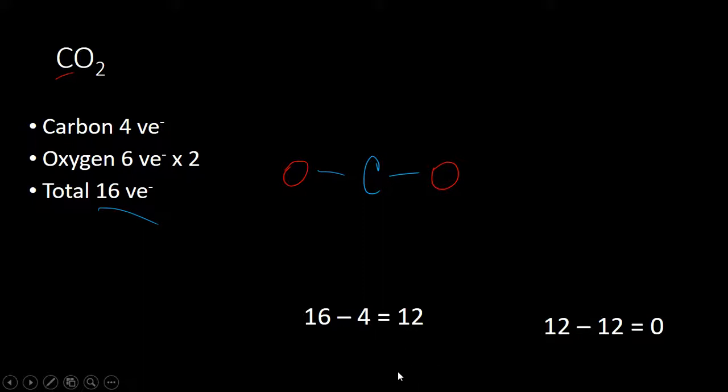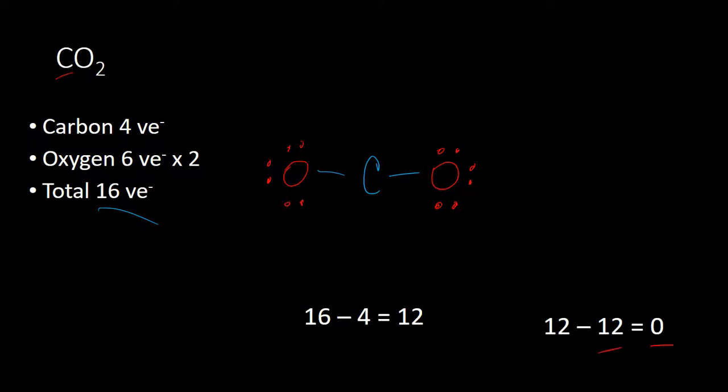With those 12 electrons, we're going to try to complete the octets for the oxygens. So 1, 2, 3, 4, 5, 6. That completes that one. 1, 2, 3, 4, 5, 6. So we've used all 12, and now we're down to 0.